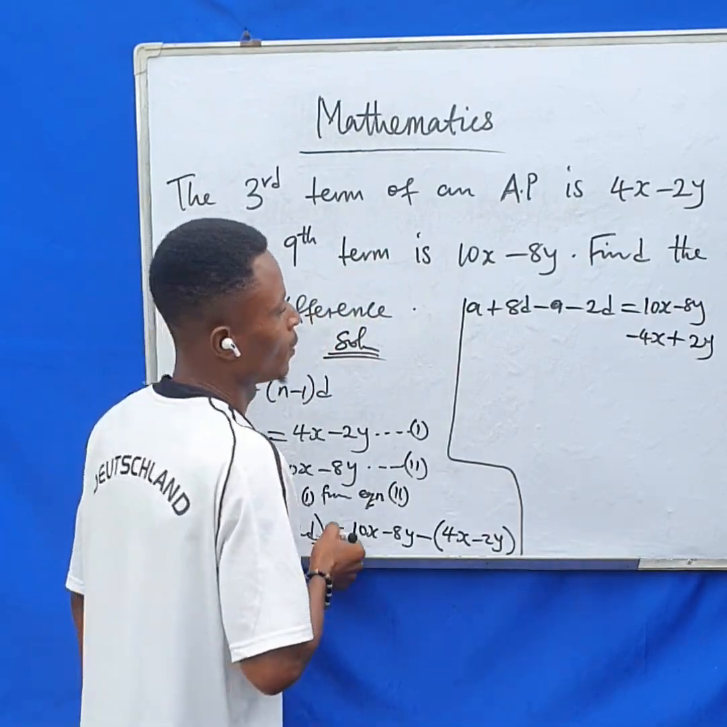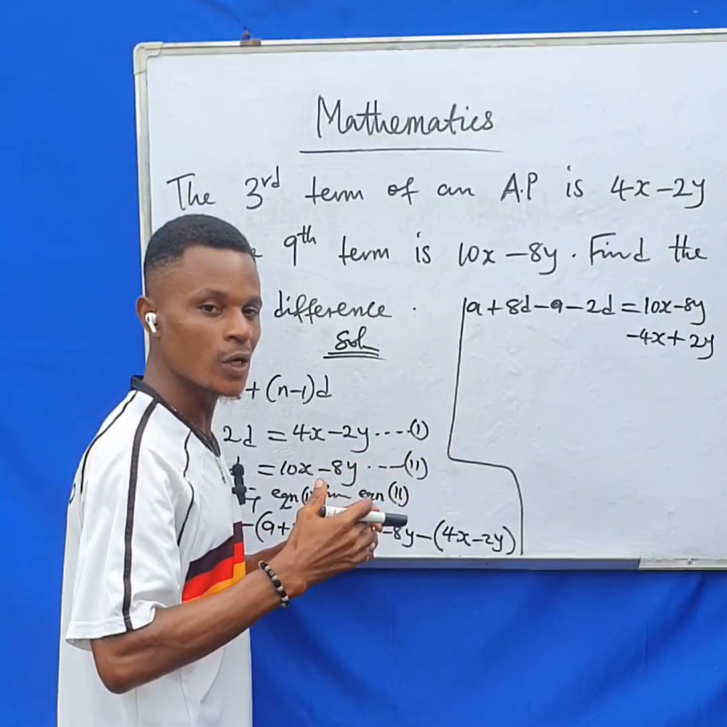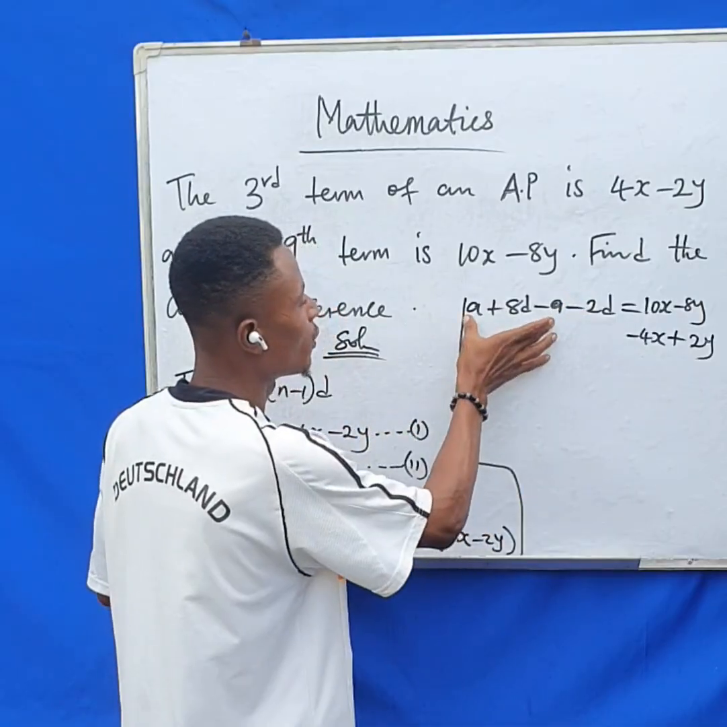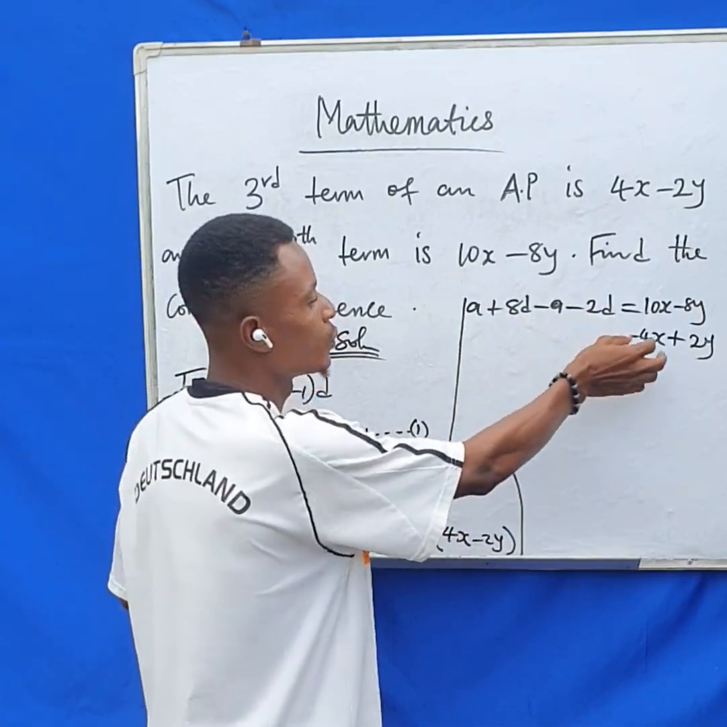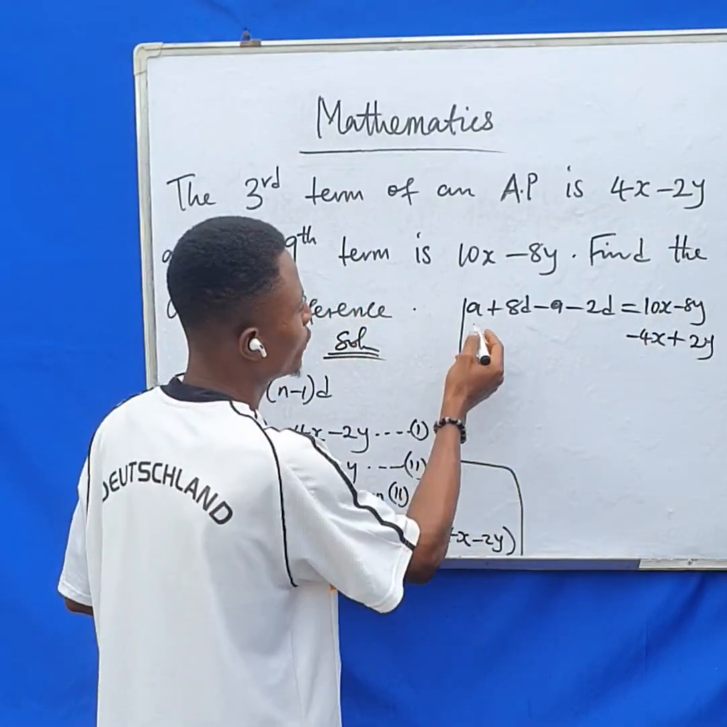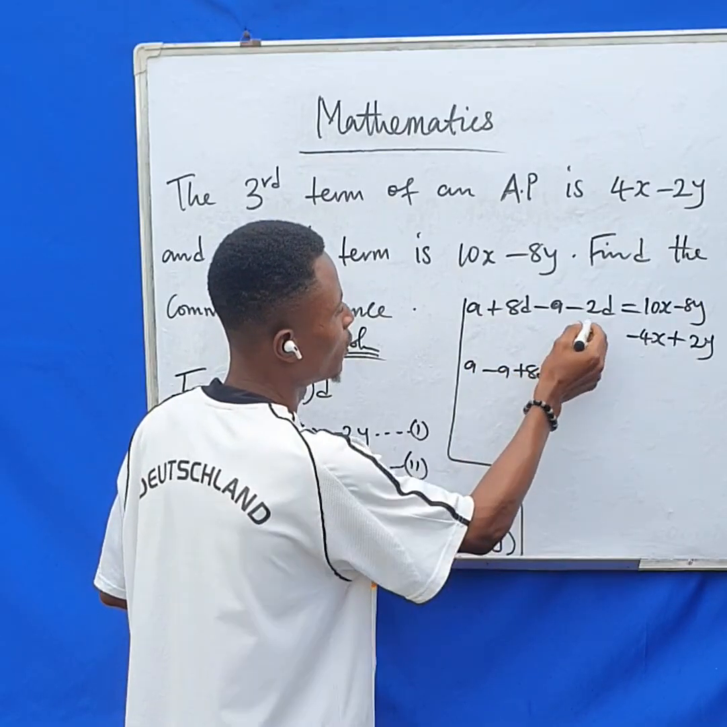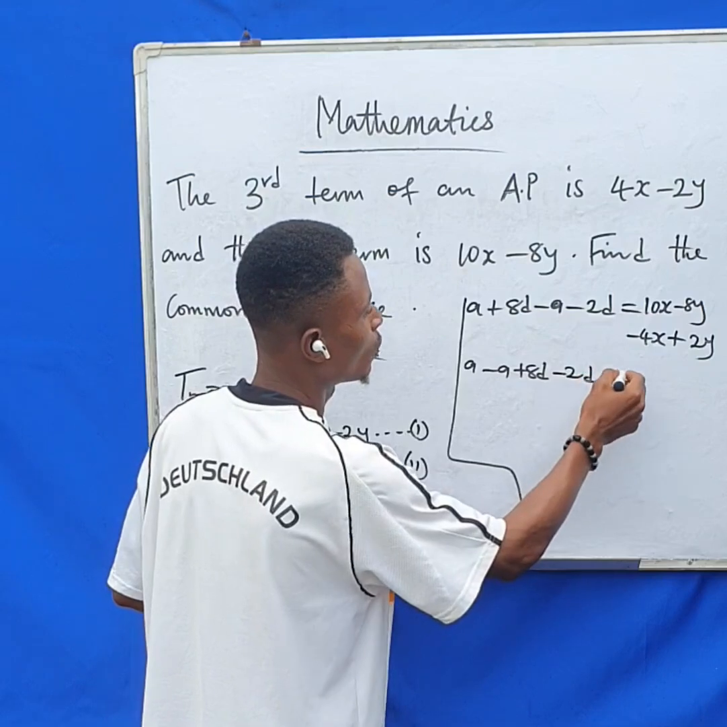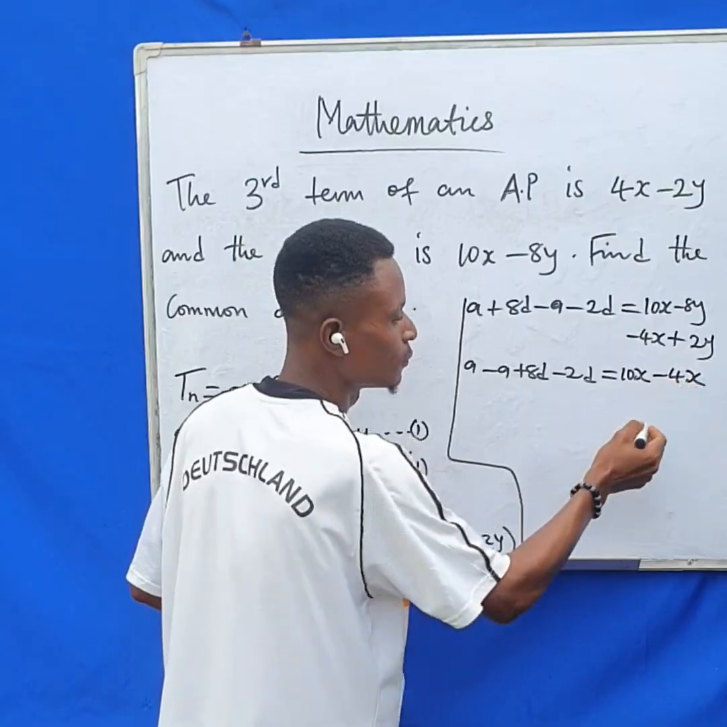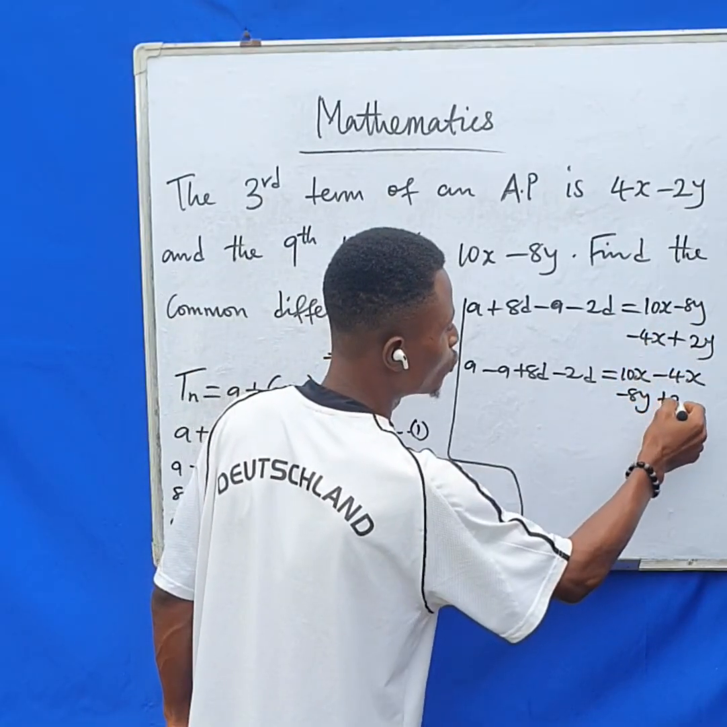You understand? Now, I want to rearrange this for those who are not too grounded in mathematics, so that there will be no confusion. I want to rearrange these terms so that the ones that have a will come together, the ones that have d will come together. And I'll also do the same here. The ones that have x will come together, the ones that have y will come together. So this is a, and this is minus a. This is plus 8d, this is minus 2d, equal to, this is 10x, and this is negative 4x. Then this is minus 8y, and this is plus 2y.